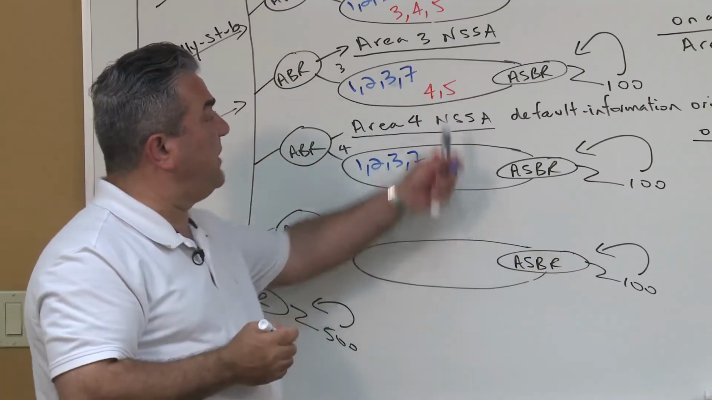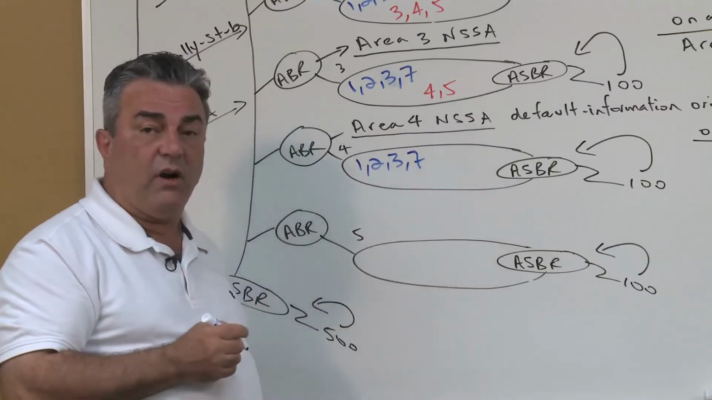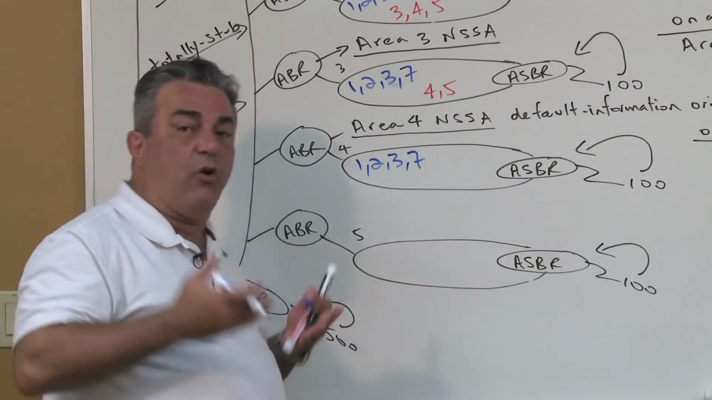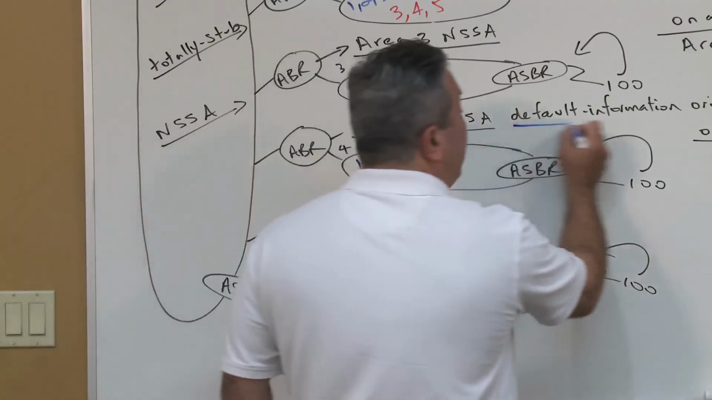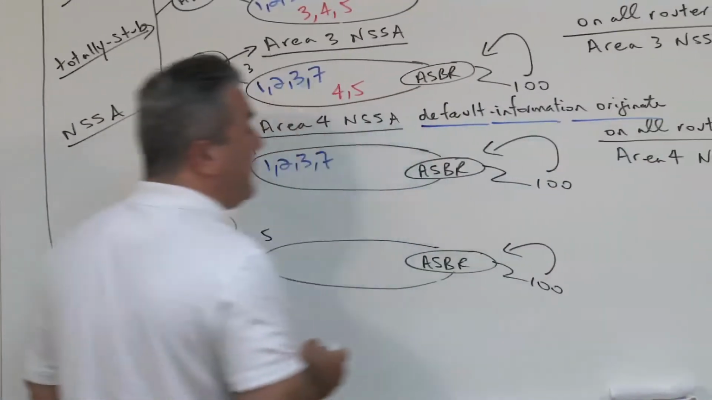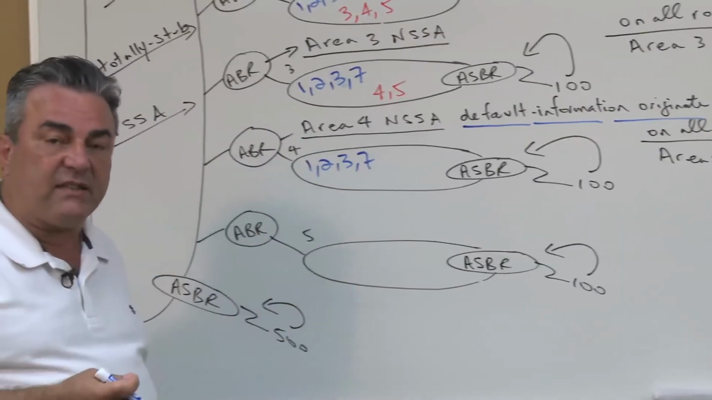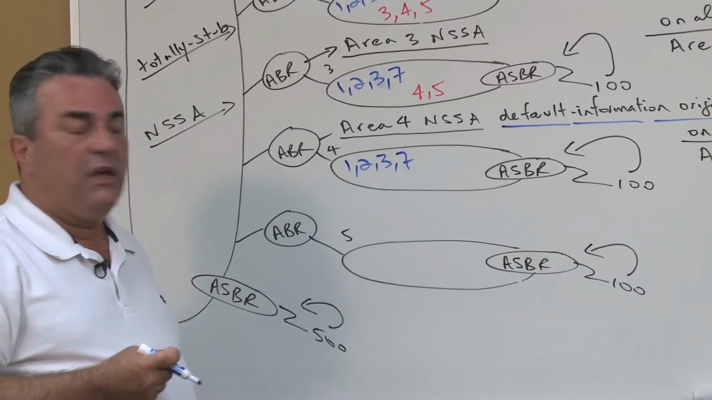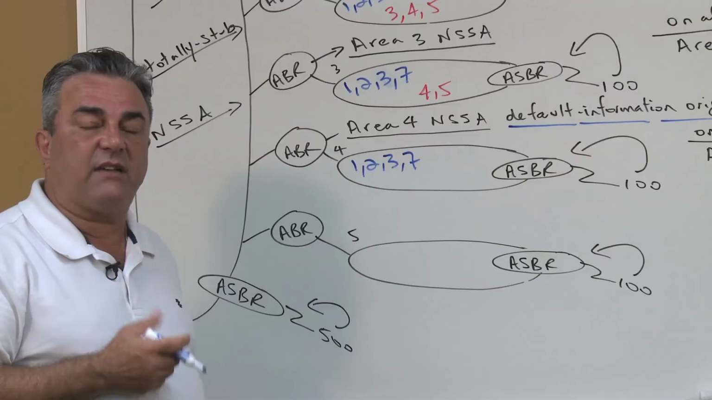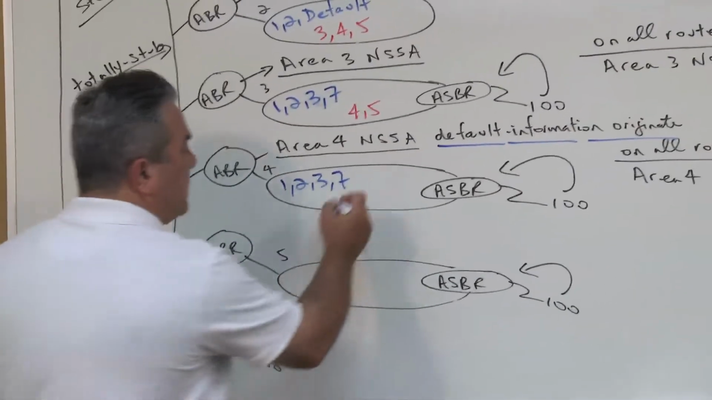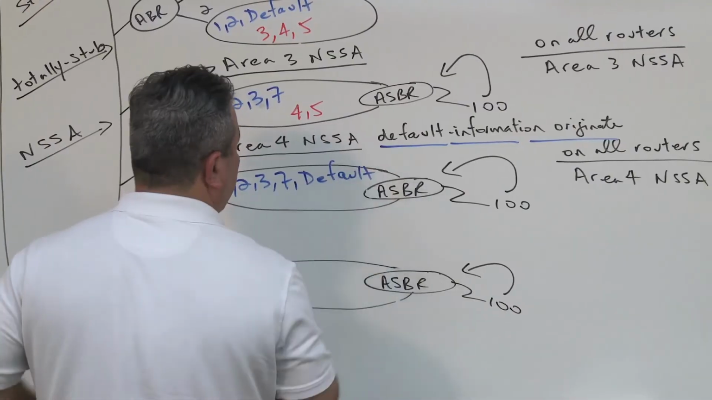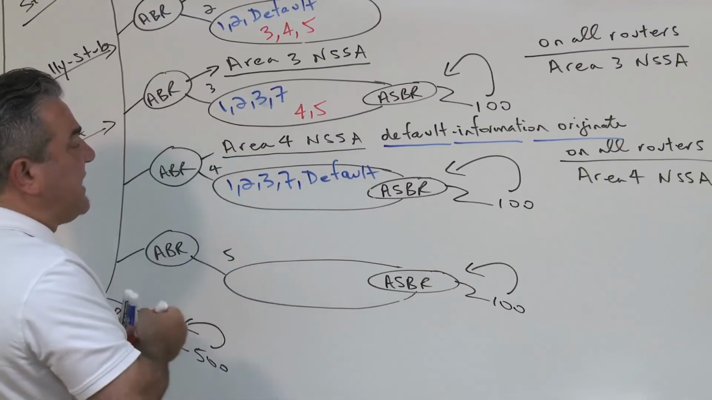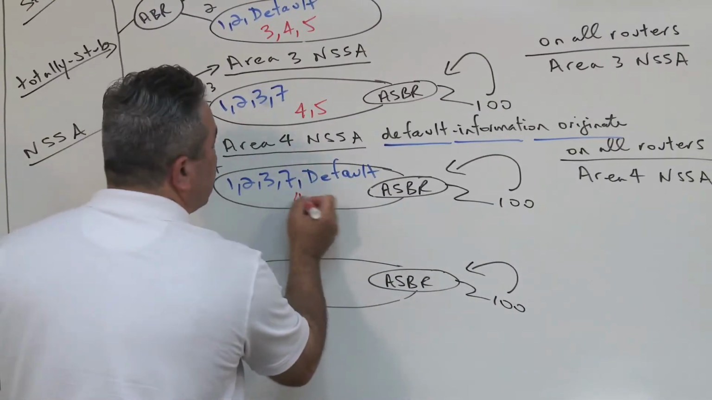The only difference between the two areas, Area 3 and Area 4, is the fact that the ABR is now going to inject a default route. Now, since we used default information originate, the default route will be injected as external routes. In this case, it'll be injected as N2. So we're going to have a default route. What LSAs are blocked? 4s and 5s.